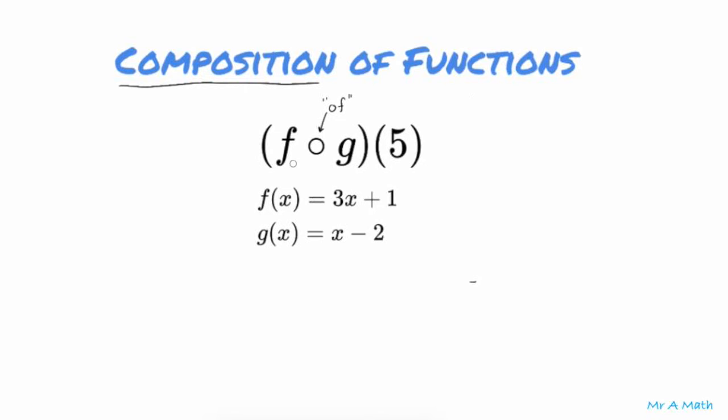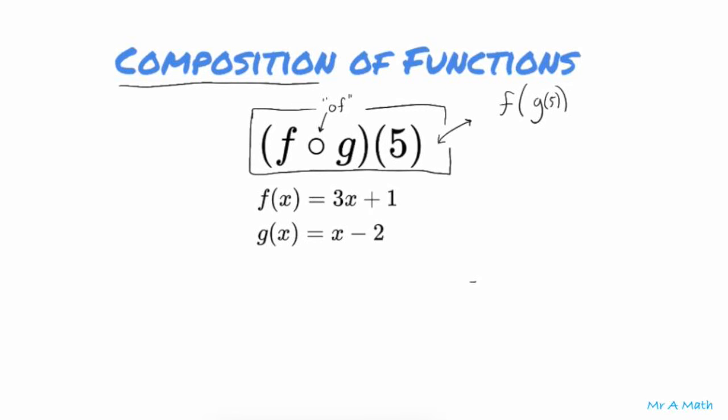Sometimes people will write f of g like this, where they will write f and in parentheses they'll write g in the middle. And instead of writing f of g of 5 like this, they might write f of g of 5 like this. So either way, these are pretty interchangeable notations that we're dealing with here. But we're going to go ahead and focus on this main one that we have.